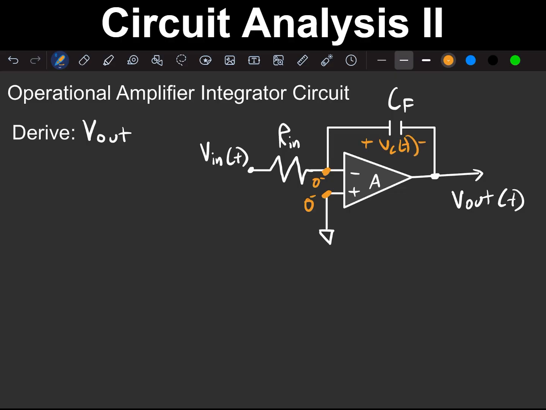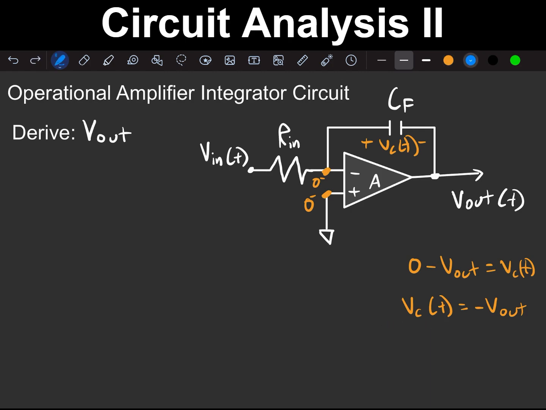The next thing that we're going to do that's very important is we're going to set up a basic relation here with our V out and our VC of t. So we know that 0 minus our V out is going to be equal to our VC of t. Therefore, VC of t is equal to the inverse of V out. This is going to be important later on, and we'll use it shortly.